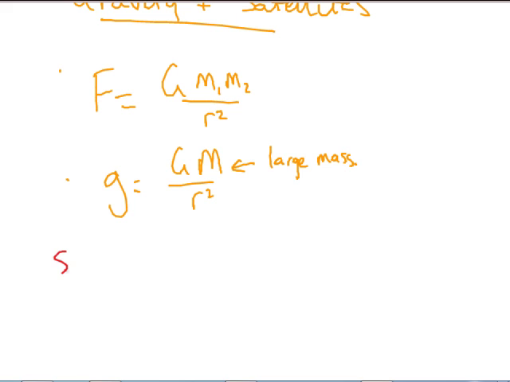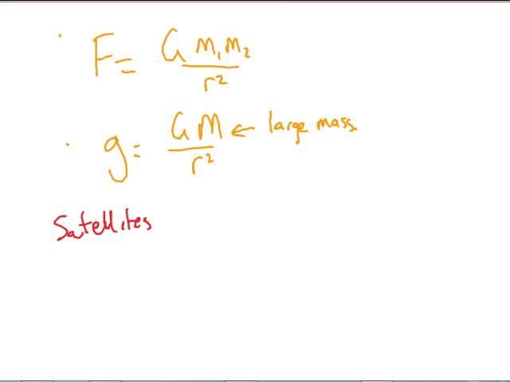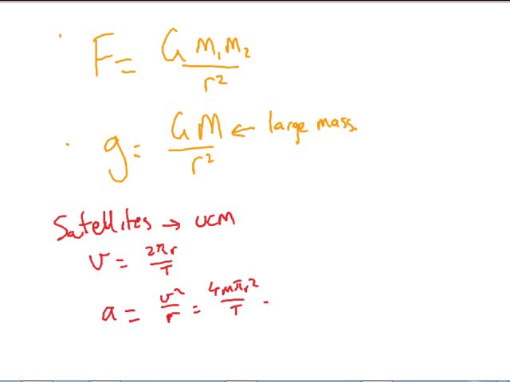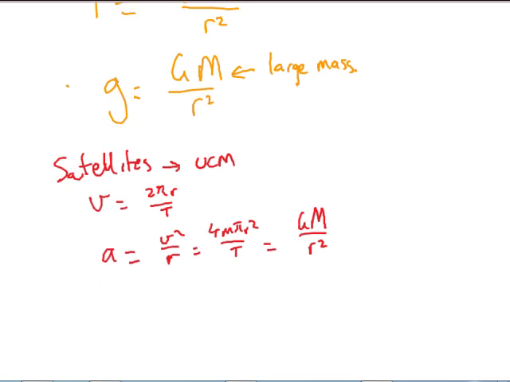So, satellites. Generally, we're looking at those that are following a circular path, so we basically link this into uniform circular motion. You've got v equals 2 pi r on T still. We get a equal to v squared on r, which is 4 pi squared r on T squared, which also equals GM over r squared. So you may need to rearrange different equations based on the information you're given.